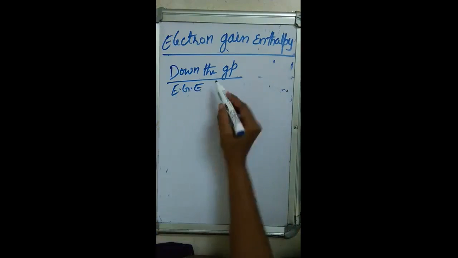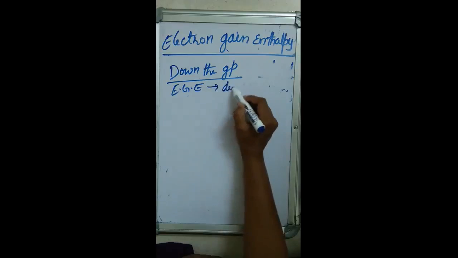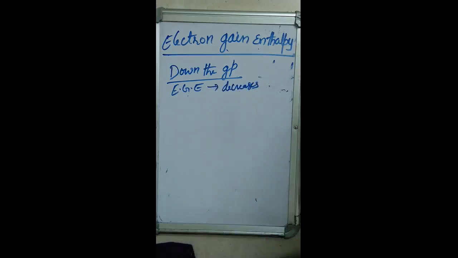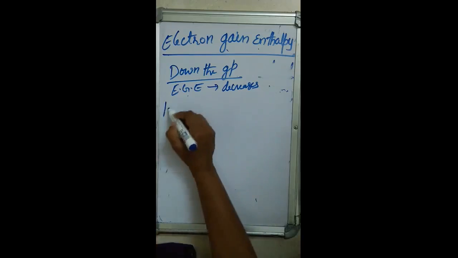Electron gain enthalpy decreases down the group. Ionization enthalpy also decreases down the group, and electron gain enthalpy also decreases down the group. So remember the concept: the reasoning is the same.